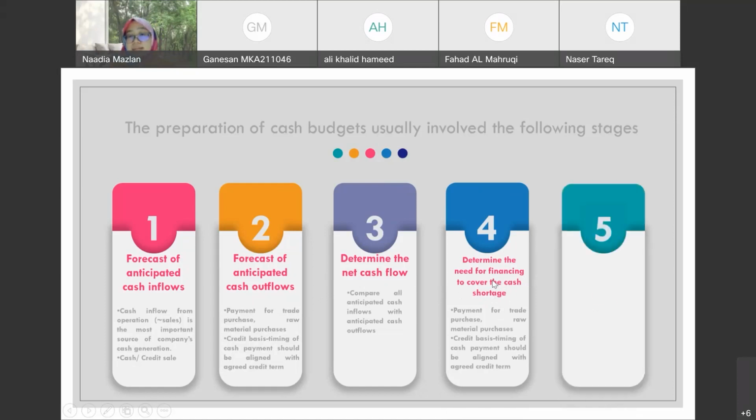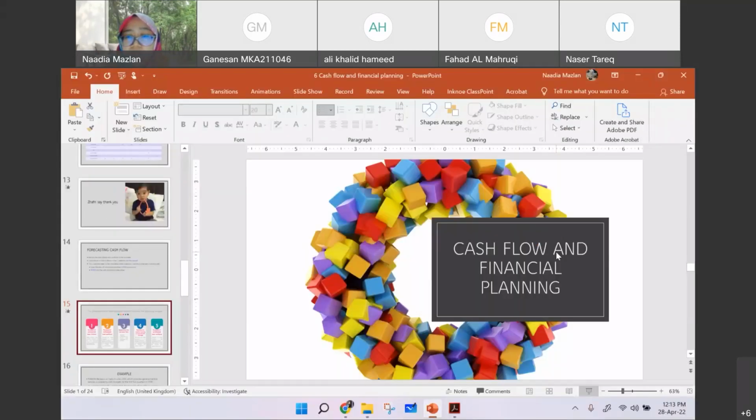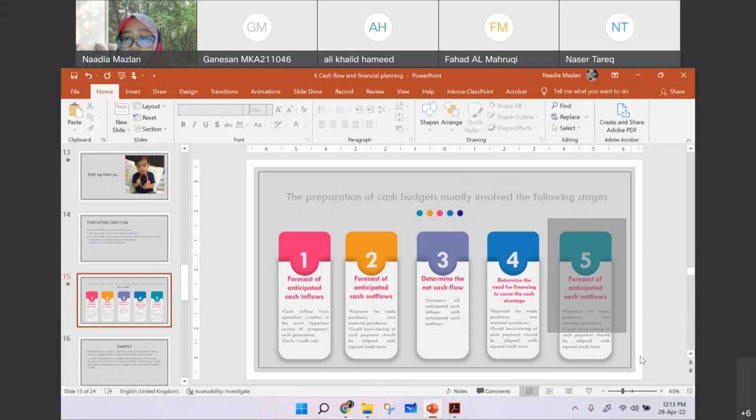And finally, forecast the anticipated cash out. This is actually the same. No, I go until 4 only. Sorry. So until here only, to cover the cash shortage. Let me get this out of the way first, or else I'm going to forget.